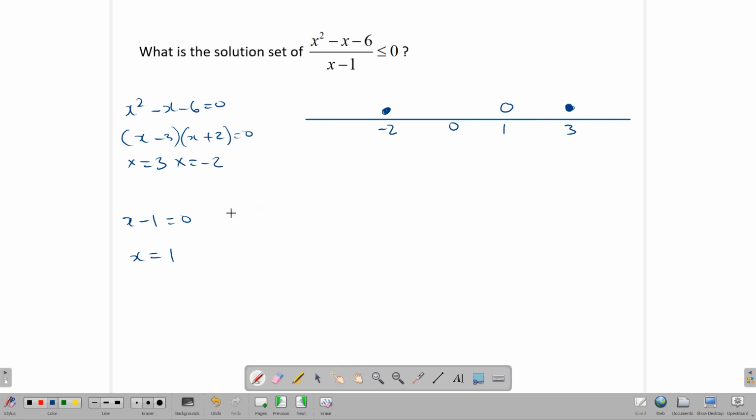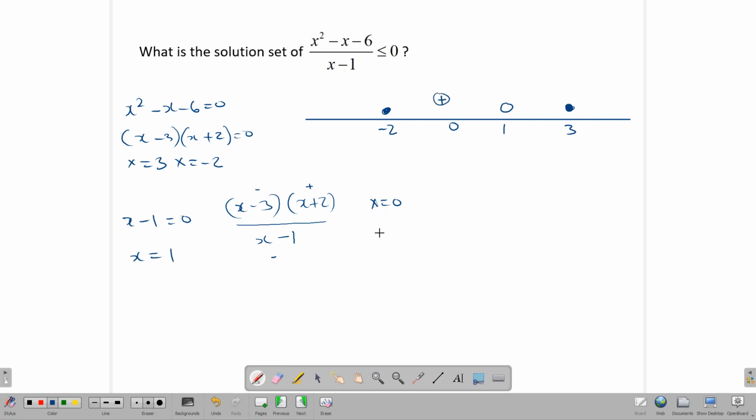Now, what we have is x minus 3, x plus 2 divided by x minus 1, and we want to check them for some values. So let's start with 0. 0 is always easy to use. So if x is equal to 0, then we're dealing with this region right here. Then we'd have a negative here, a positive here, and a negative here. A negative times positive is negative, and negative divided by negative would be equal to positive. So inside here would be positive.